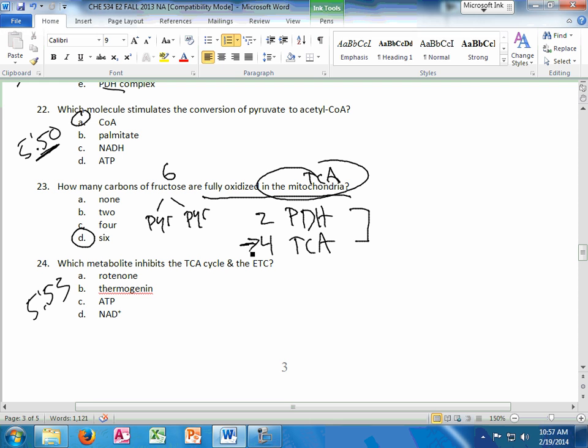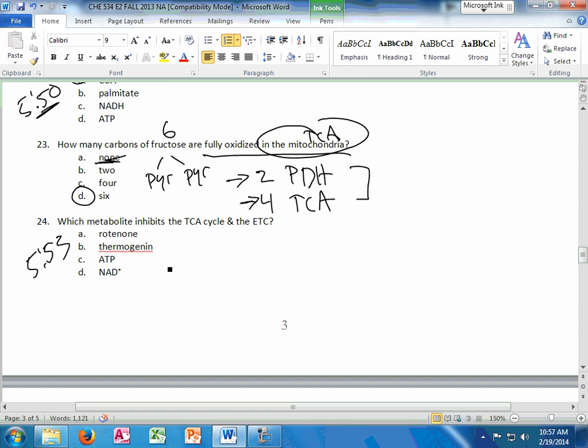Or you could word it somehow, before the Krebs cycle in the mitochondria, then it would be the PDH complex. If you were to say in the cytosol, that would be none. Another regulation question. So this slide has come up quite a few times. What inhibits both things? ATP. The purpose is to make them.